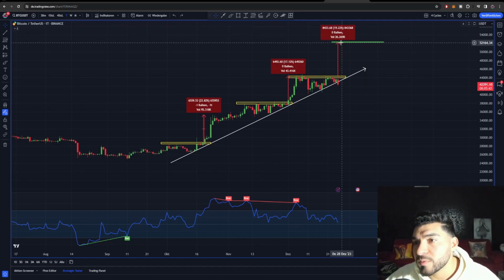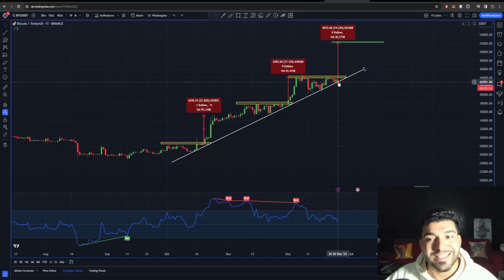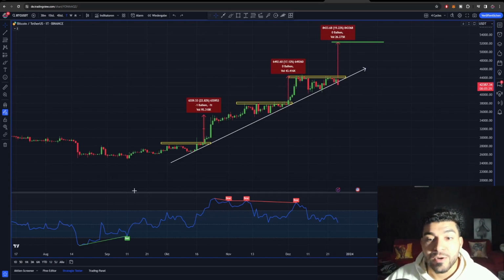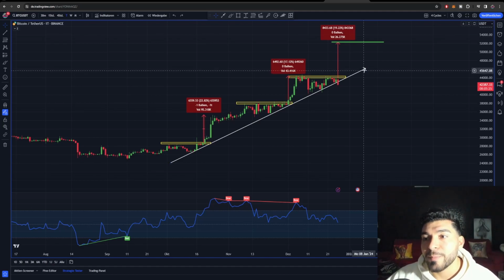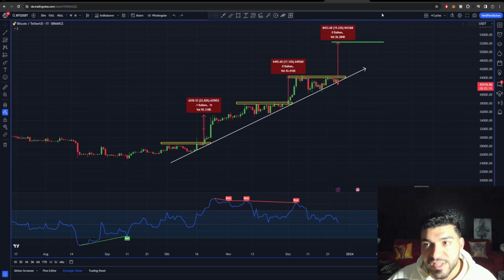And if we pump by 20%, this would mean 52,200 would be on the line. But right now you can see, guys, this is not the case. We are breaking out of this rising supportive trend line, and therefore Bitcoin is more likely to play out the bearish scenarios than playing out the bullish scenarios.